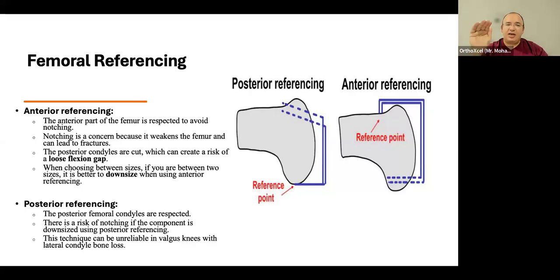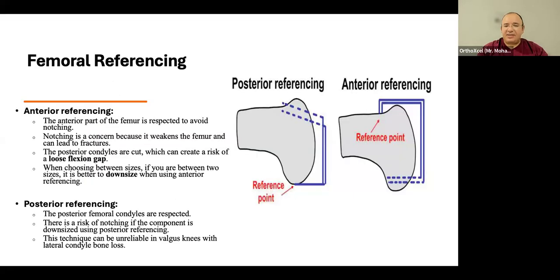Anterior referencing, you depend on the anterior femur and you measure to the back. If you go crazy, you will cut more from the back and you will end up with a loose flexion gap. If you do a posterior referencing and you don't do it properly and you go crazy, you will cut a lot from the anterior femur. You will end up with notching in the anterior femur.